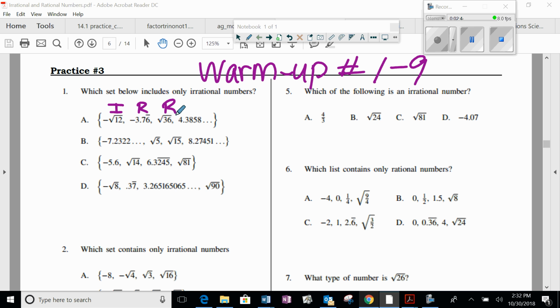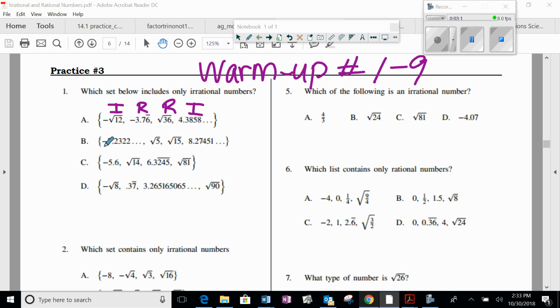And the last one, 4.3858, and so on. Does it have a pattern to it? No. Is it a terminating decimal? No, because it has the dots. Therefore, it is irrational. All right, so let's move on to B. We're looking for all irrational numbers.